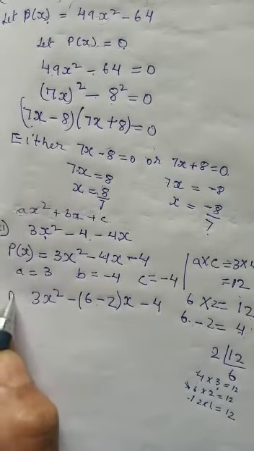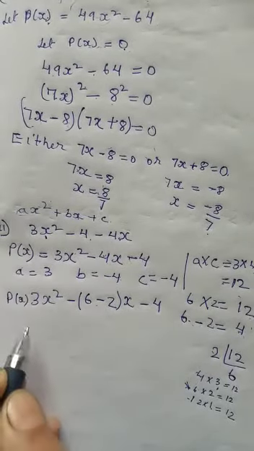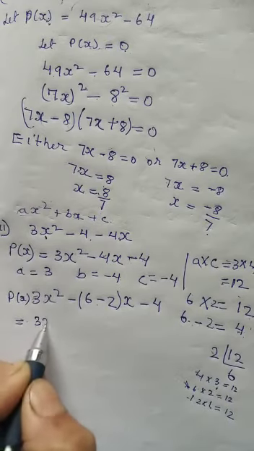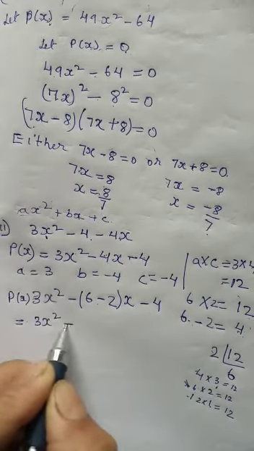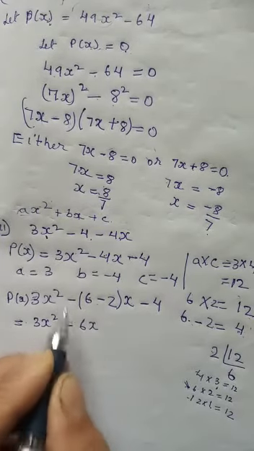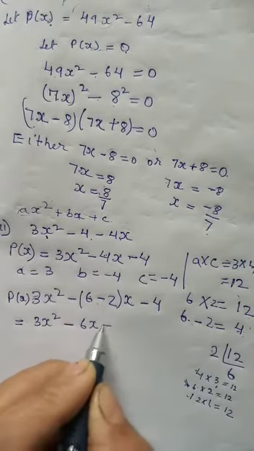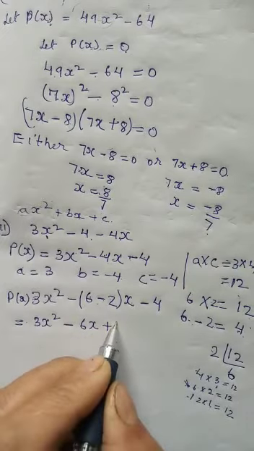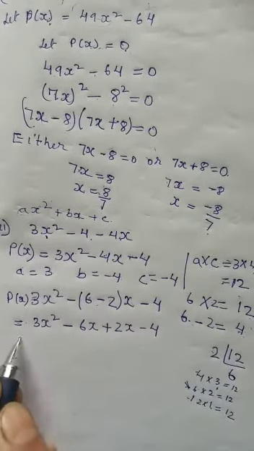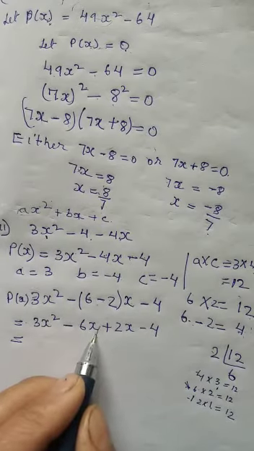Then there we'll have 3x squared, leave it like that, remove the bracket, 6 into x, 6x, minus to minus, plus 2 into x, 2x, minus 4, okay? Then now what to do?